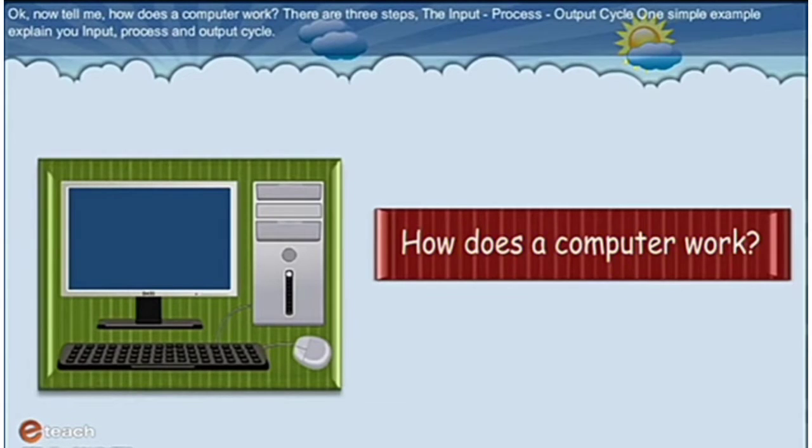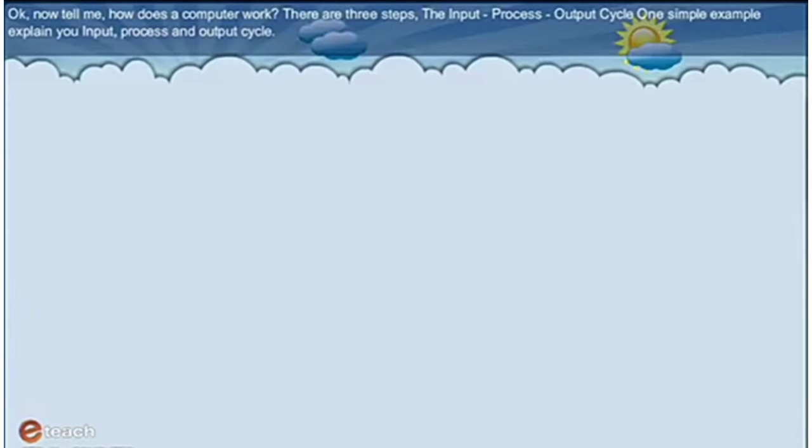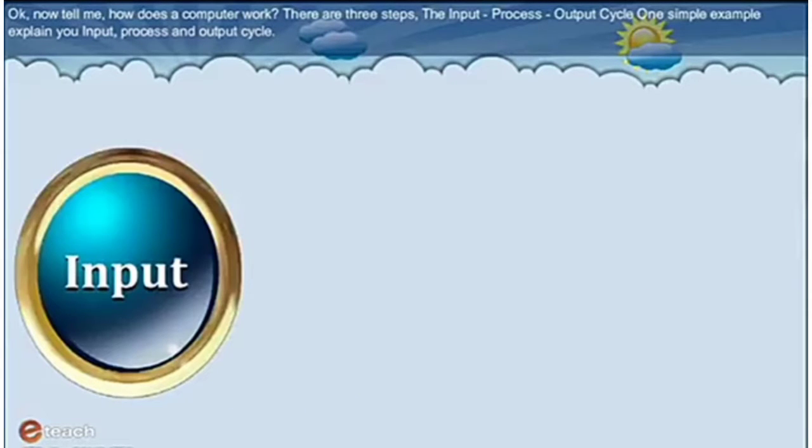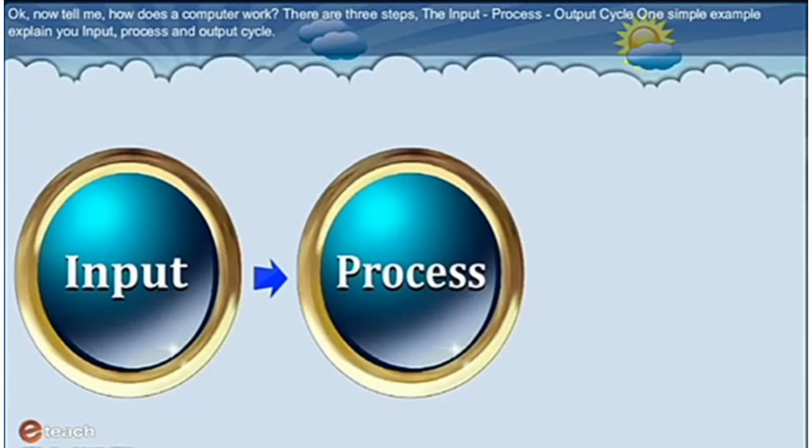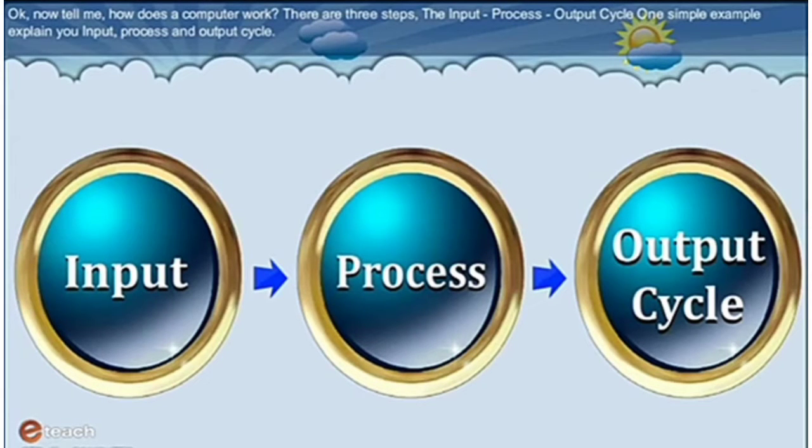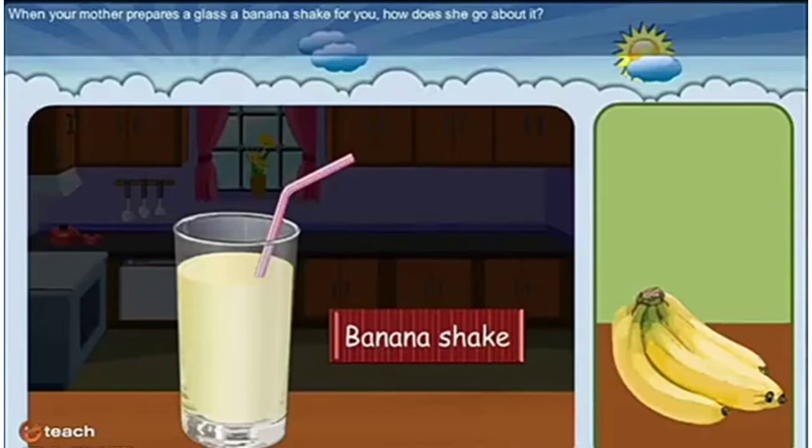Okay, now tell me, how does a computer work? There are 3 steps: the input, process, output cycle. One simple example explain you input, process and output cycle. When your mother prepare a glass of banana shake for you, how does she go about it?